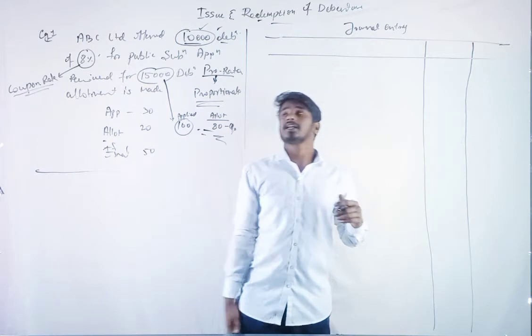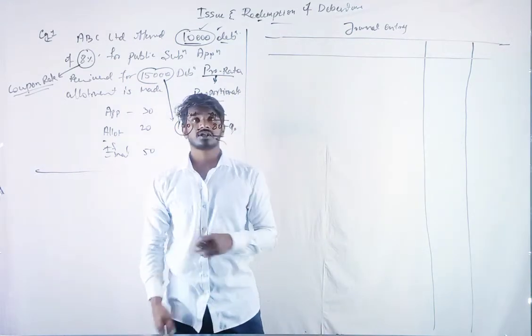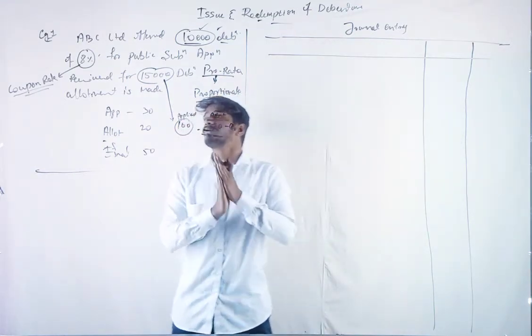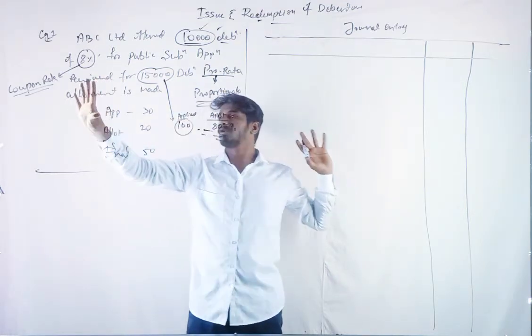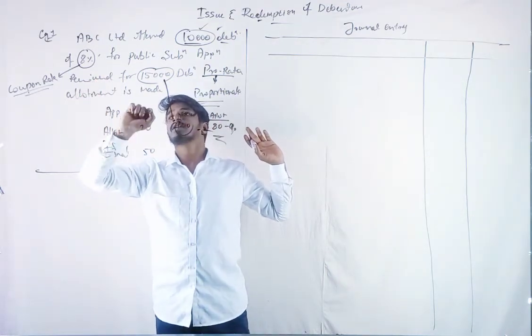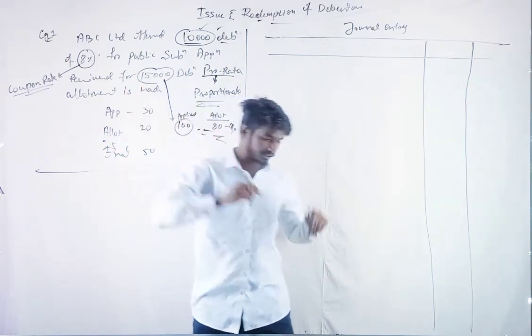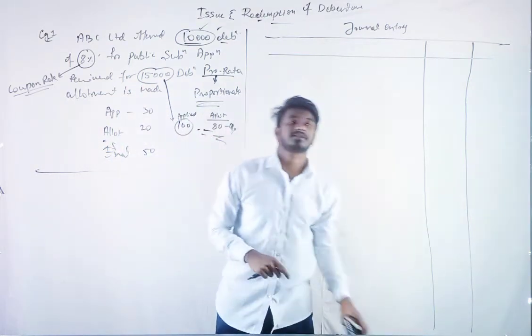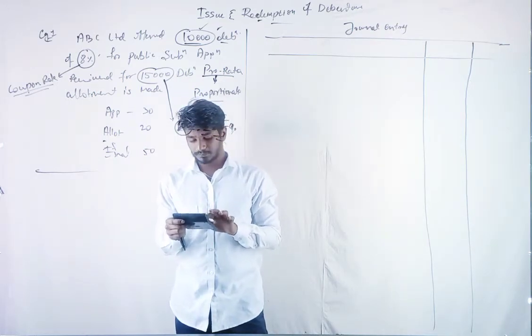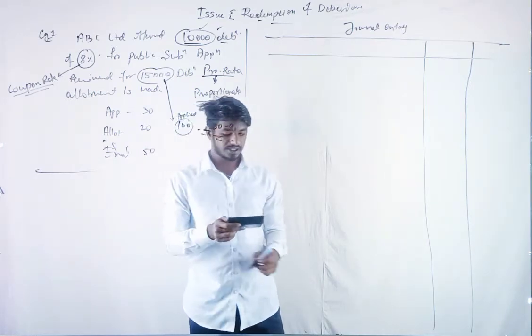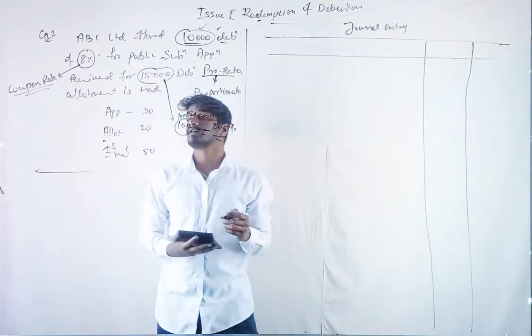Let us do the solution. First, in the application we will have received an amount of rupees 30 on 15,000 shares. Sorry, debentures. I'm still in shares. 15,000 debentures into 30, we have received 4,50,000 on application.